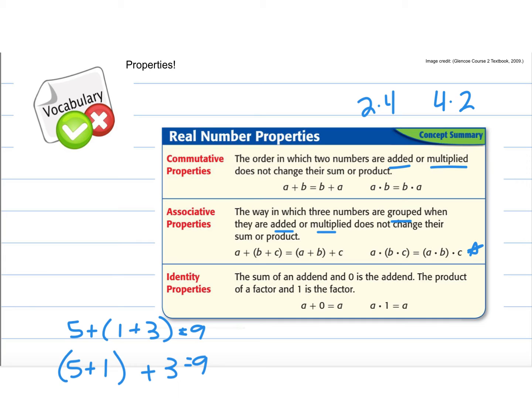The identity property: the sum of an addend and 0 is the addend. So you can add 0 to any number and you will keep that same number. And then for multiplication, the product of a factor and 1 is the factor. So what that means is we can take 5 plus 0, and we're still going to end up with that same number. And then in multiplication, we can multiply any number by 1, and you're still going to have that number you started with.